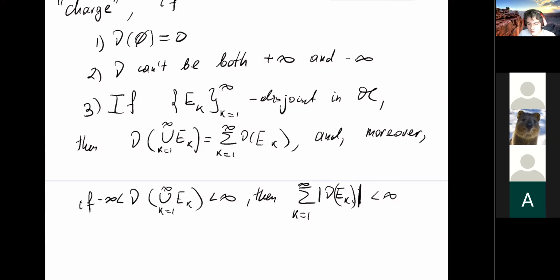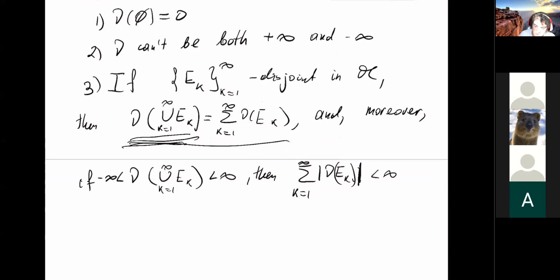But now we add this really important property that if this is true and if everything is finite here, then the series on the right hand side actually converges absolutely, because theoretically it could just converge. It could converge conditionally. And we kind of allow conditional divergence. Okay, so if this is infinity, then we don't care. But if this is finite, then we won't allow conditional convergence.